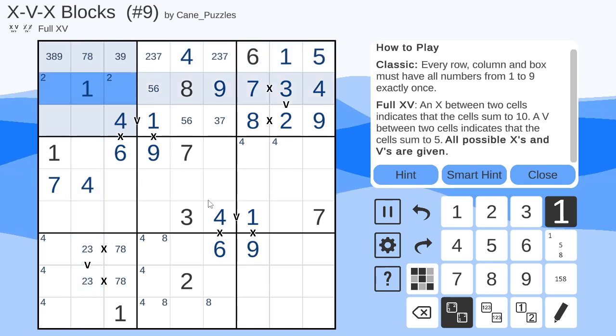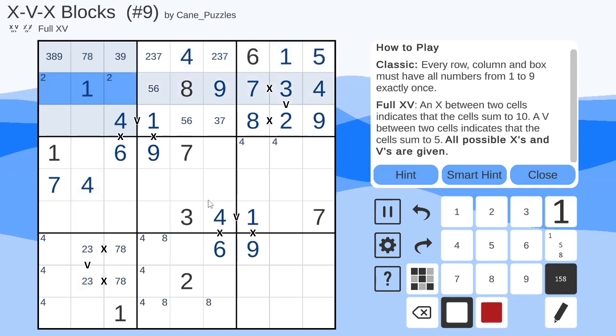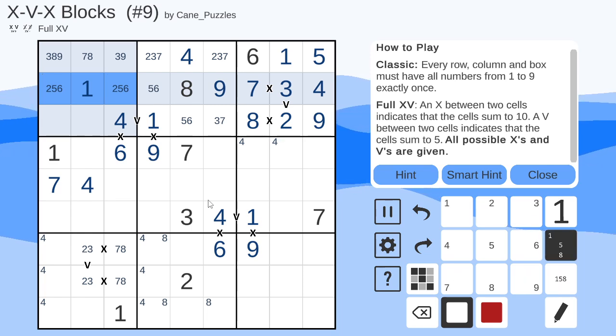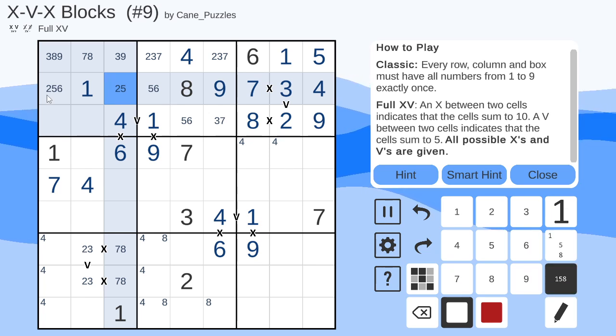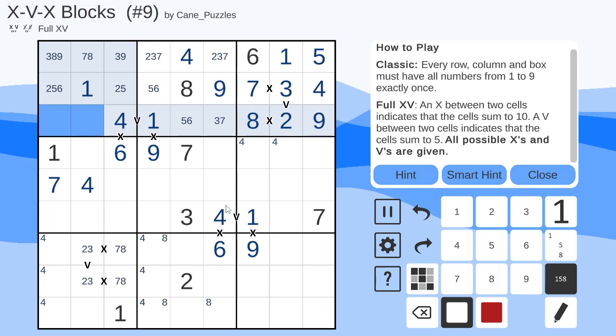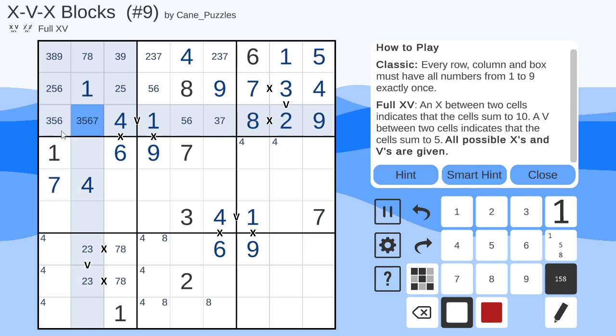This is a 2, 5, 6. This can't be a 6. Then these 5, 6, 7 can't be 7. And if this is 7, this can't be 3.